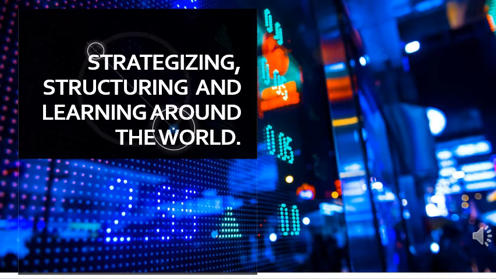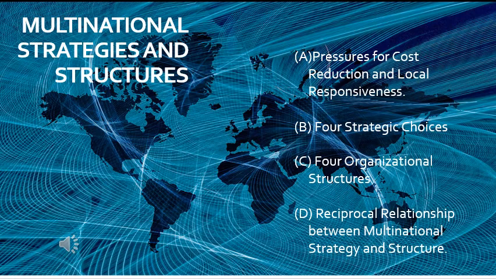We start by discussing the crucial relationship between four strategies and four structures. Next, we consider how the institution based and resource based views shed light on these issues. Let us talk about multinational strategies and structures. It introduces an integration responsiveness framework centered on the pressures for cost reductions and local responsiveness. We then outline the four strategic choices and the four corresponding organizational structures that MNEs typically adopt.